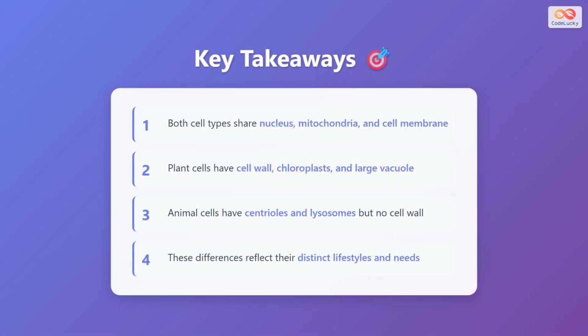Let's review the key takeaways from this lesson. First, both plant and animal cells share common structures like the nucleus, mitochondria, and cell membrane. Second, plant cells have unique structures including the cell wall, chloroplasts, and a large central vacuole. Third, animal cells have centrioles and lysosomes but no cell wall, giving them flexibility. Finally, these differences reflect the distinct lifestyles and needs of plants and animals. Understanding these differences helps us appreciate the amazing diversity of life on Earth.